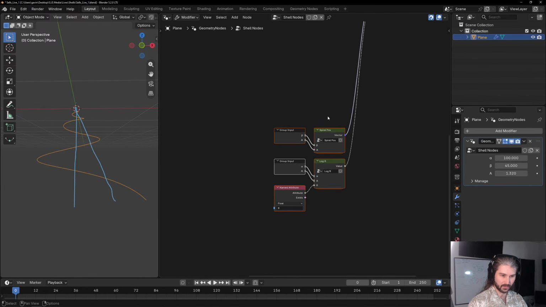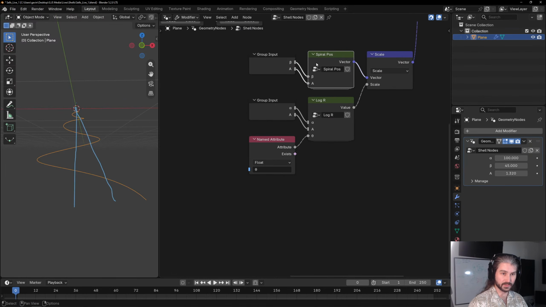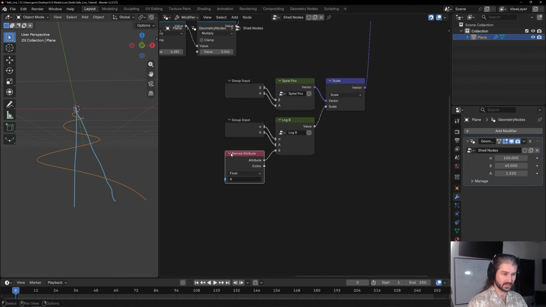Anyway, so now we have the two components that we need for a logarithmic spiral: the position and the radius. We're scaling the position by the radius, and this is all based on theta so far. But this is not a shell. This is just a spiral. So how do we expand this to be a shell?